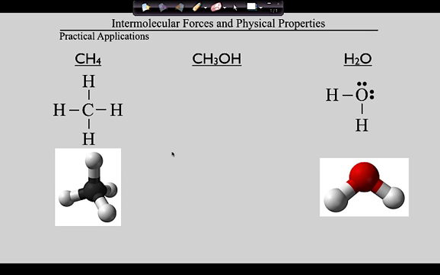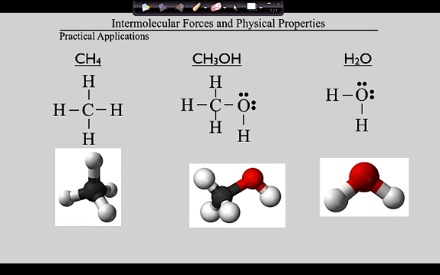Okay, now CH3OH. You've actually done this before, but it looks like this. This is what a CH3OH molecule looks like. We're going to draw the Lewis dot structure like this, and I would encourage you to draw it like that. And then we understand that three-dimensionally, it looks like this.